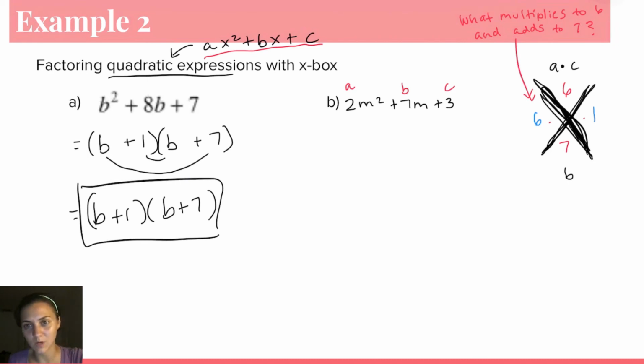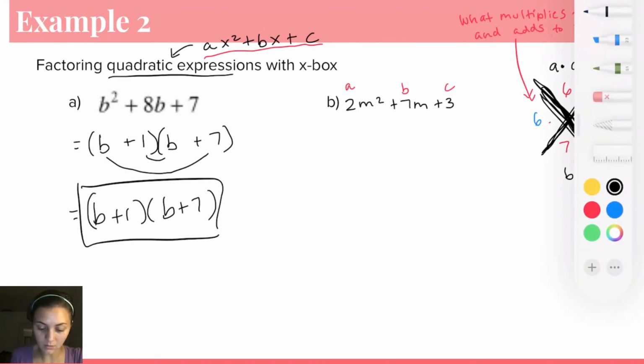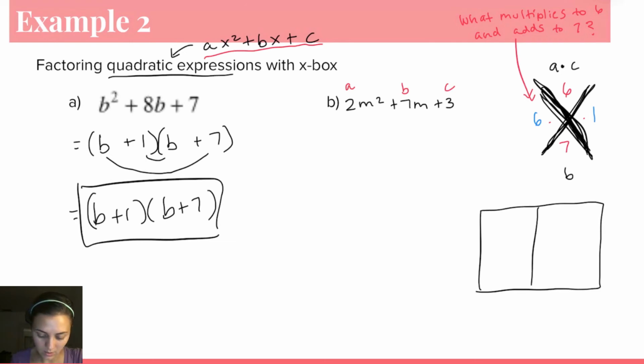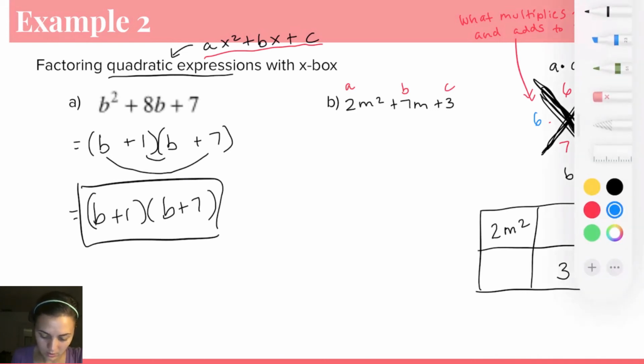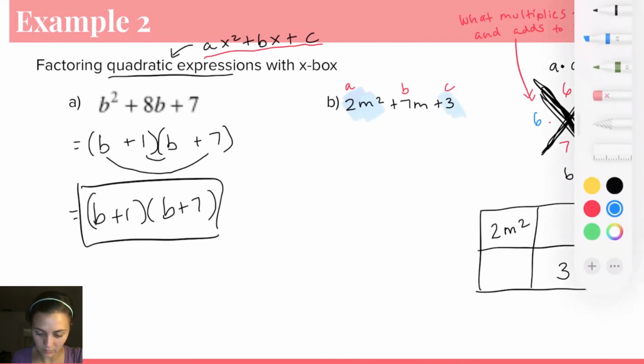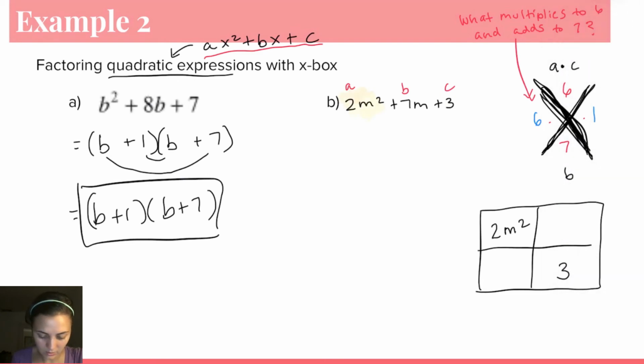So 6 times 1 is 6. 6 plus 1 is 7. So those are my magic numbers. And so I'm going to use those magic numbers to help me fill in my box. So in my box, we'll go 2m squared and 3. So these terms, oh, I don't want to use blue. I'll highlight in yellow. So these terms just go right here in your box.